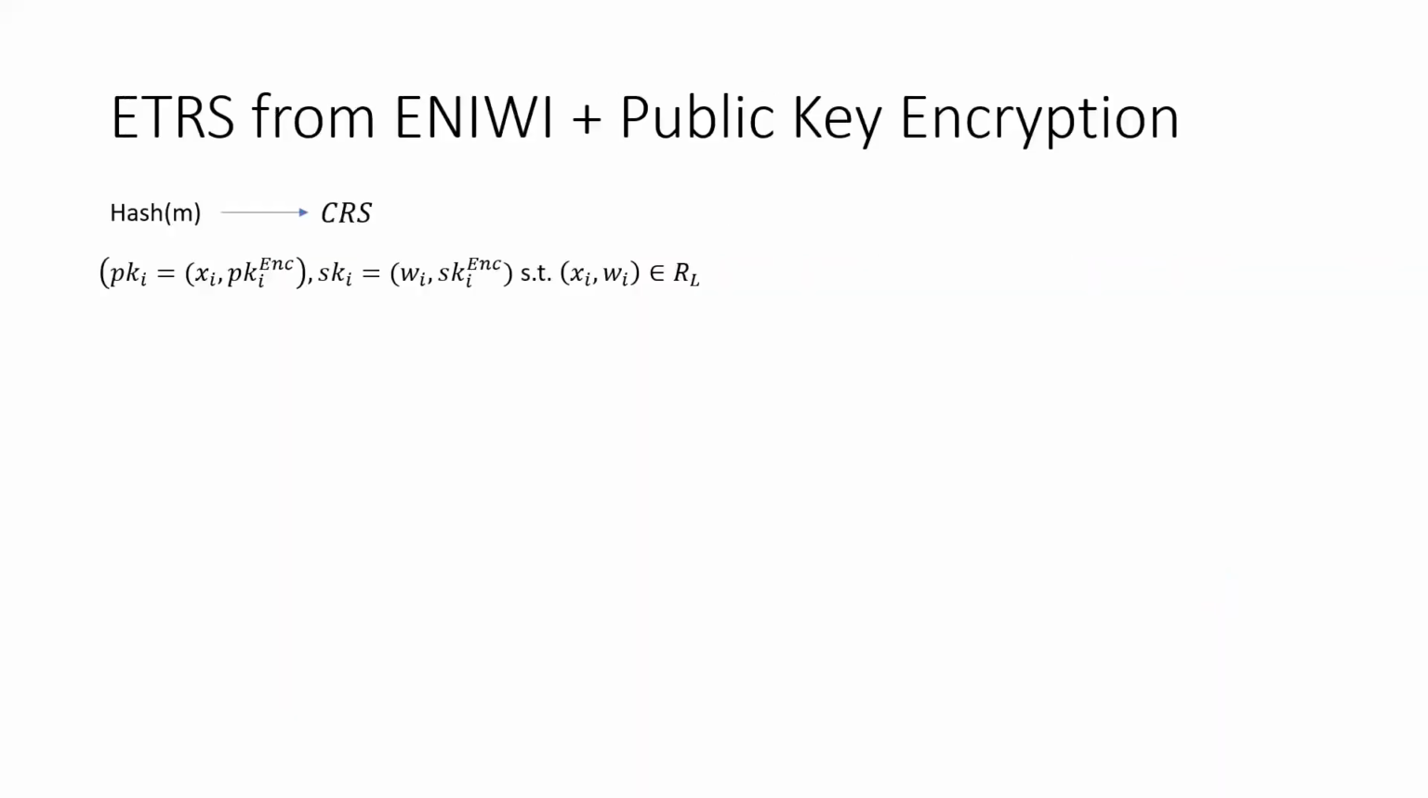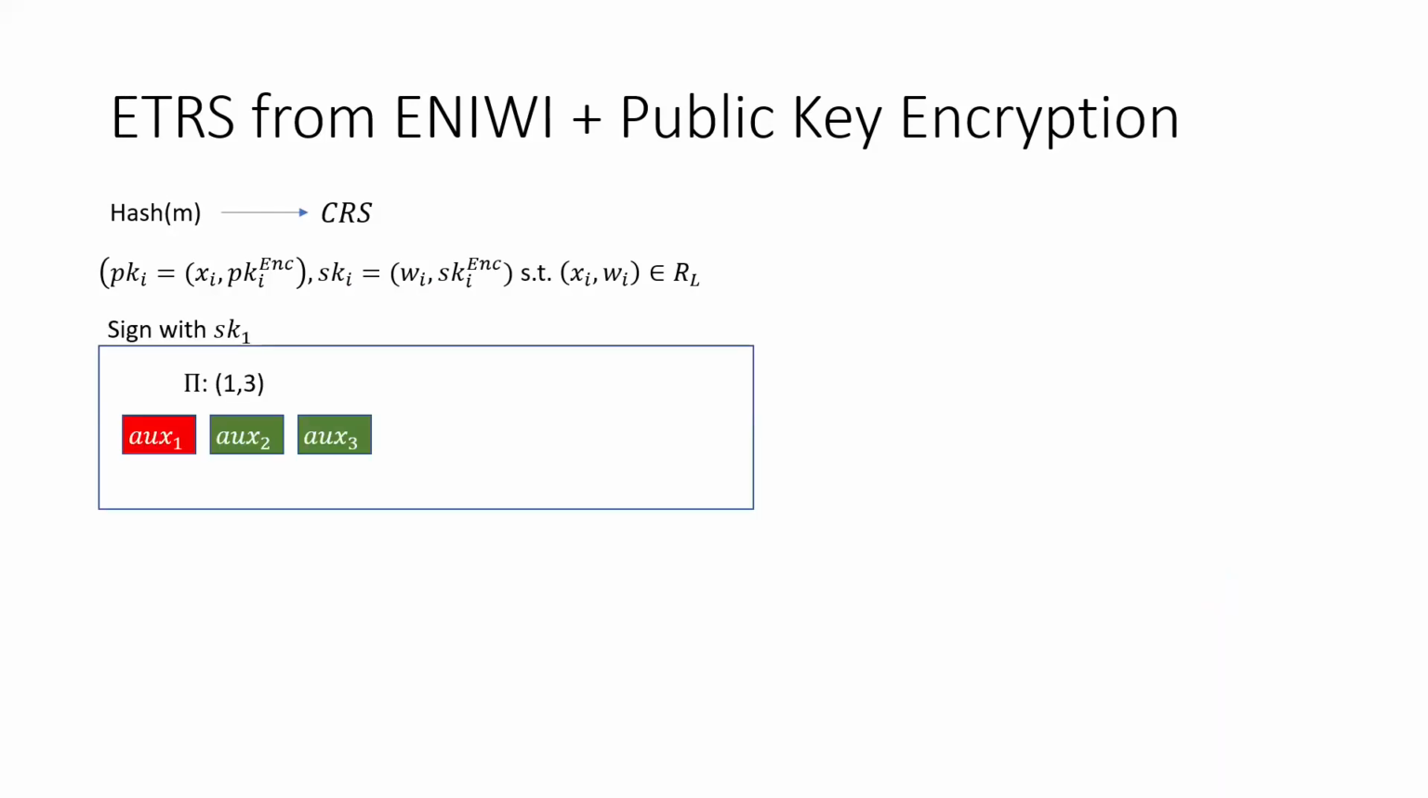And now, of course, the adversary has to guess the bit. So now, if we add public key encryption, it's very easy to get an extendable threshold ring signature from this extendable NIWI. We just augment the public key with a public key of a public key encryption scheme. And then, as before, first we hash the message to get the CRS, and then to sign, we make a proof. And additionally, we encrypt each of these auxiliary values with the public key related to the corresponding user and to the corresponding instance. And then as output, we will give the proof and the encrypted auxiliary values.